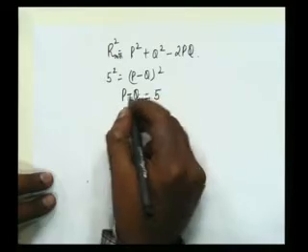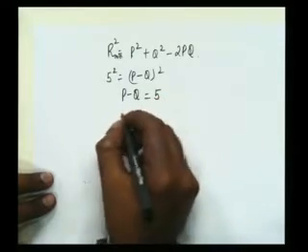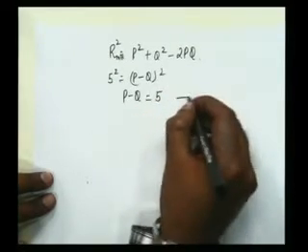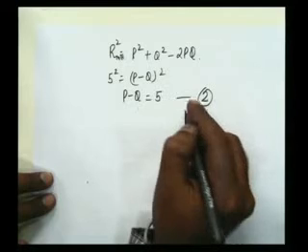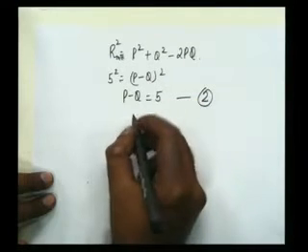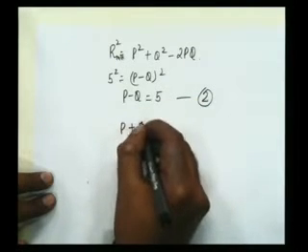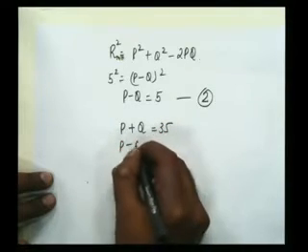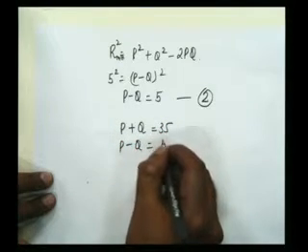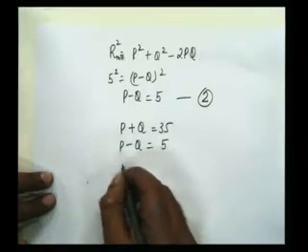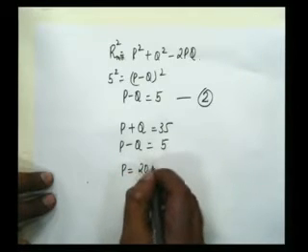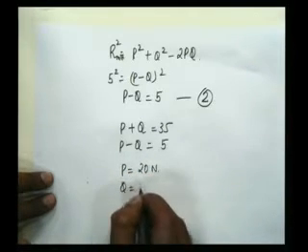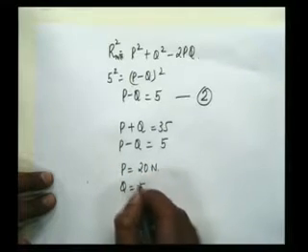Now P minus Q is equal to 5. So on solving equation 1 and 2, let us say this is equation number 2 and the first equation was derived earlier. So we have two conditions, that is P plus Q is equal to 35 and P minus Q is equal to 5. So definitely we get P equal to 20 Newton and Q equal to 15 Newton.